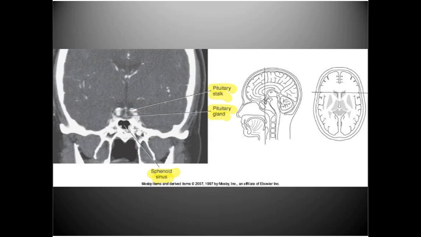This image is very hard to discern. This is the sella turcica. It's the sphenoid sinus here. And the pituitary gland situated there. We're not going to worry about the pituitary stalk because it's really hard to differentiate.